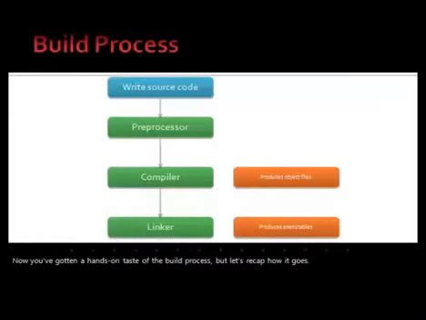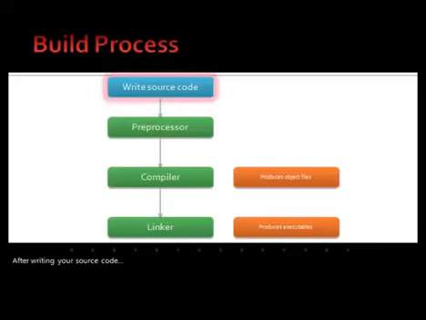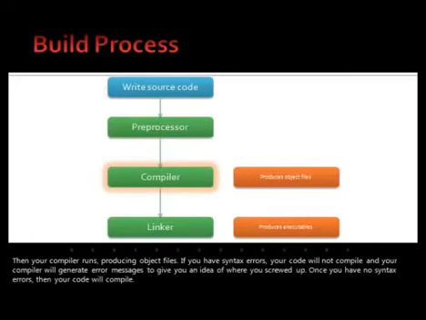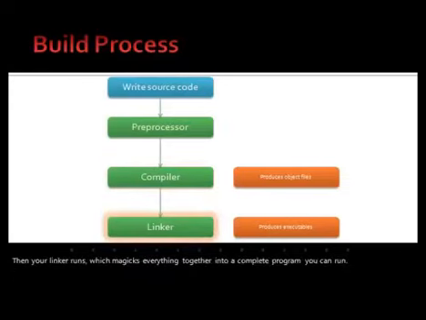Now you've gotten a hands-on taste of the build process, but let's recap how it goes. After writing your code, when you compile, the preprocessor runs first. Then your compiler runs, producing object files. If you have syntax errors, your code will not compile and your compiler will generate error messages to give you an idea of where you screwed up. Once you have no syntax errors, then your code will compile. Then your linker runs, which magics everything together into a complete program you can run.